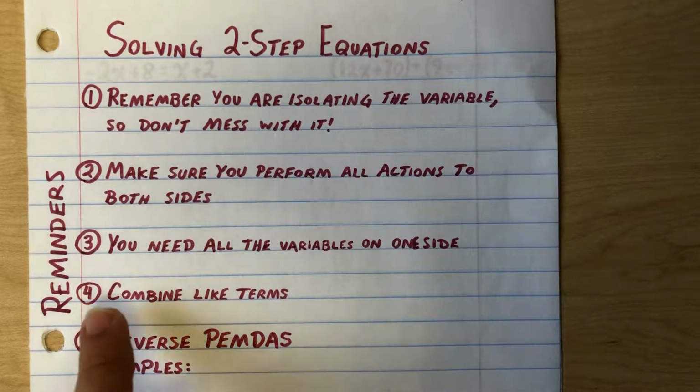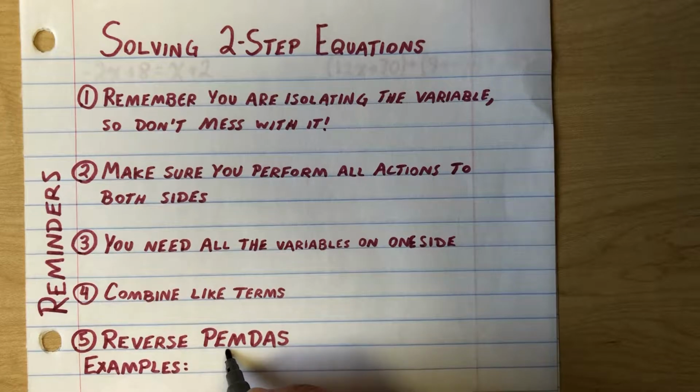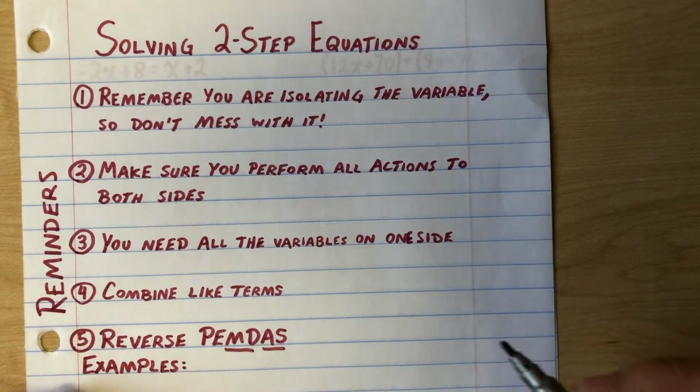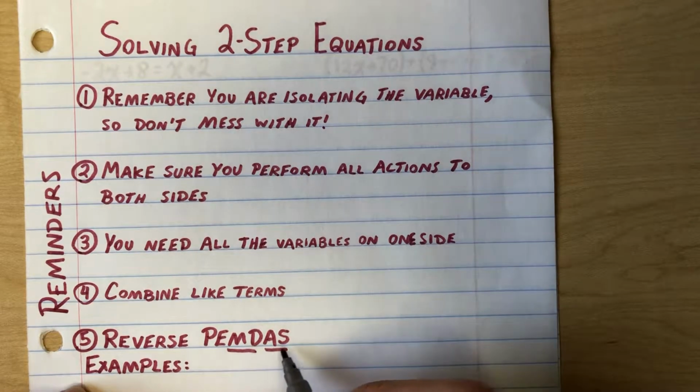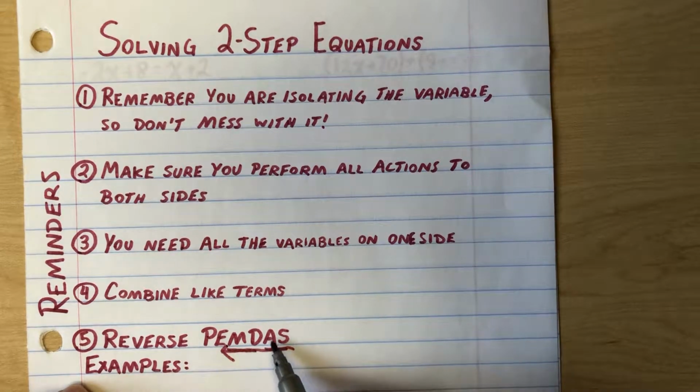All right, 4 is combine like terms, and that kind of goes along with this one, so I'll talk about that later. And then 5 is reverse PEMDAS. So that one is how we're going to remember how to solve two-step equations, all right? Normally, we would go through the order of operations: parentheses, exponents, then multiplication, division, and then addition, subtraction. Well, when we solve equations, we are going to take care of it in reverse order. All right, so we're going to take care of the addition and subtraction first, and then the multiplication and division.